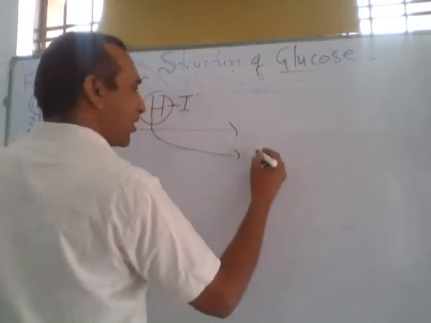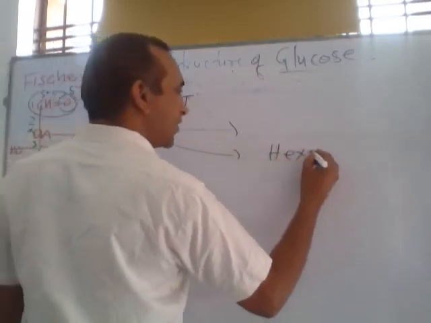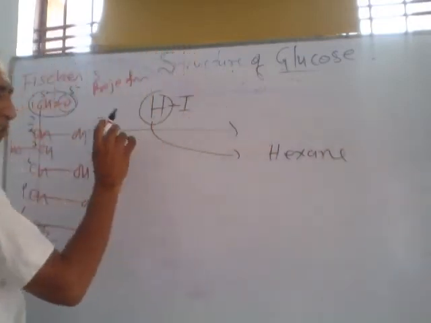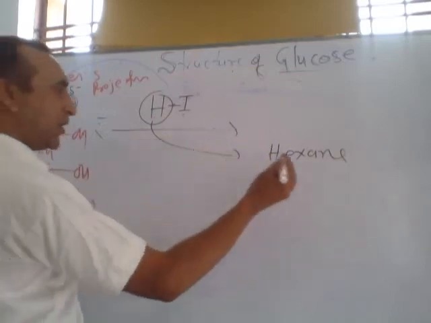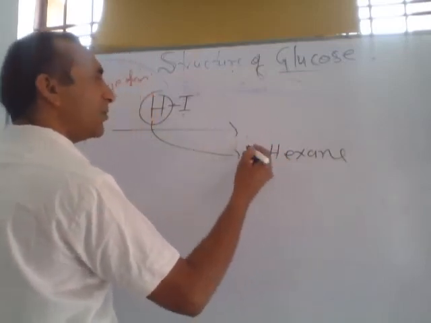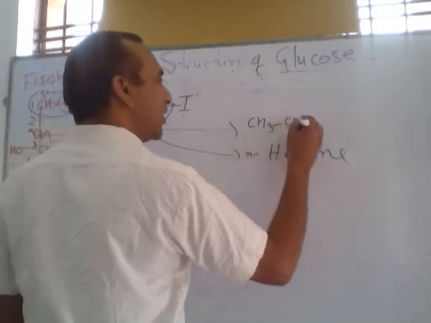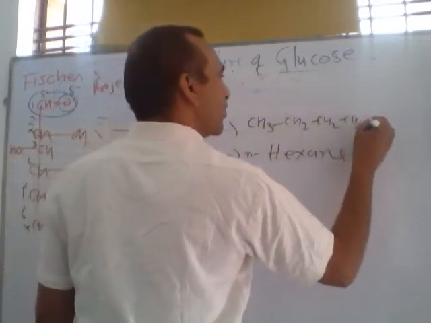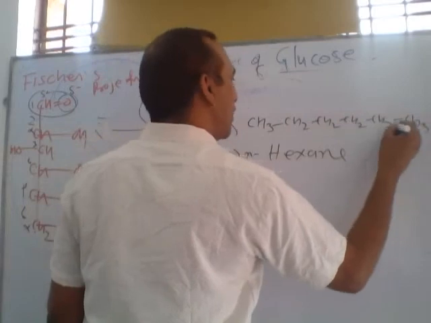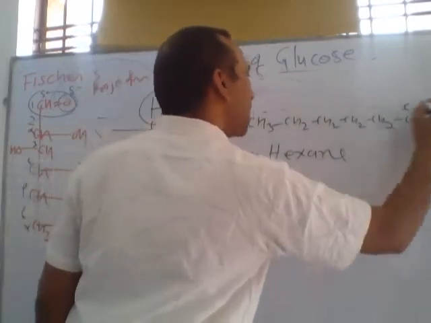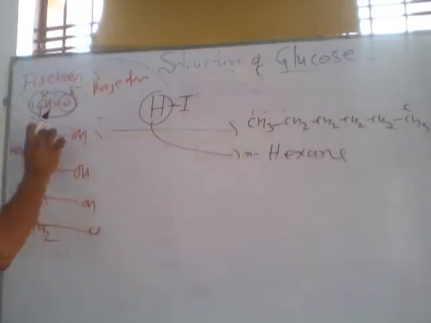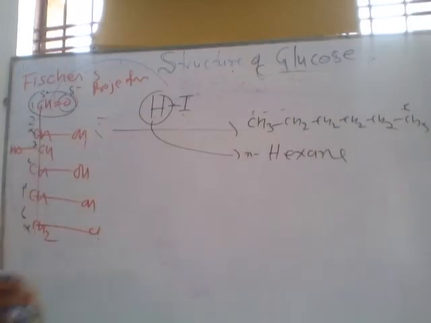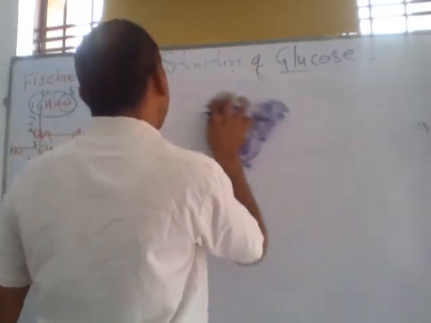So here the product H means hexane, this is how to remember. Hexane means a 6 carbon chain, but before hexane you write n, meaning normal. So normal hexane is CH3, CH2, CH2, CH2, CH2, CH3. There are 1, 2, 3, 4, 5, 6 carbons present. The formation of hexane proves that in glucose the 6 carbon atoms are connected in a straight chain.